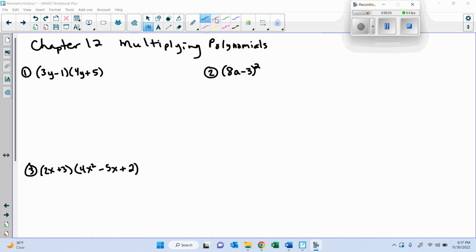And all we're doing is distributing. The difference is you just have two things in the front here that need to get distributed with both things over here. So first thing I'm going to do is change my subtraction to add the opposite.